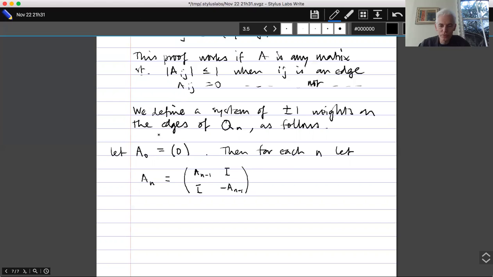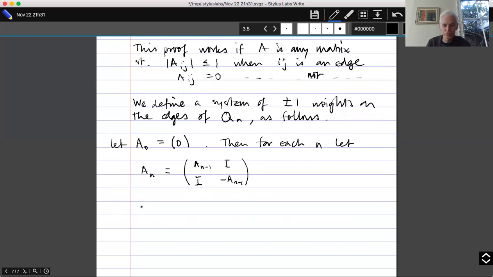So this should remind you of the construction of Walsh matrices in the section when I talked about Hadamard matrices. But this is not a Hadamard matrix because these identity matrices, of course, have lots of zeros in them. Let's just have a quick look at what the first few look like. So the first one is just that. The second one is going to be 0, 1, 1, 0. And then the next one will be 0, 1, 1, 0, 1, 0, 0, 1, 1, 0, 0, 1, and minus 1, 0, 0, minus 1.